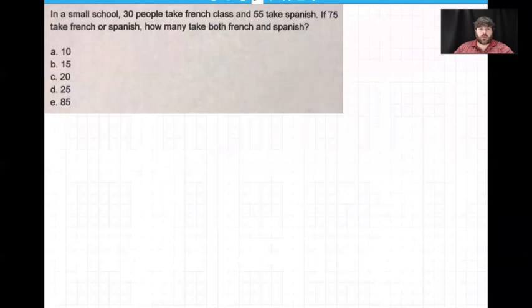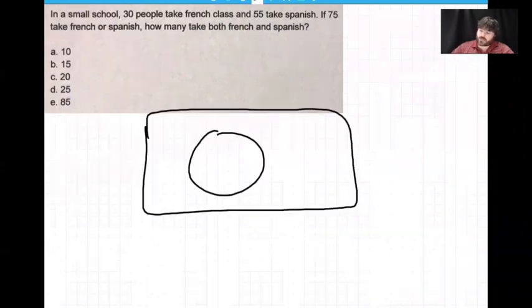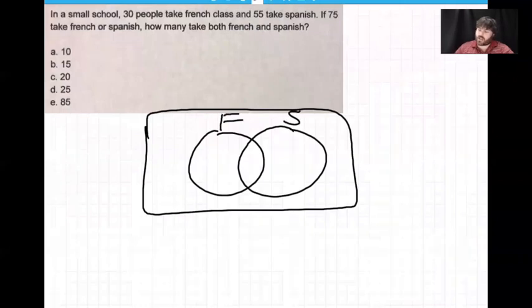Pretty easy. All right, in a small school, 30 people take French class and 55 take Spanish. If 75 take French or Spanish, how many take both French and Spanish? All right, so this problem, you got to have a Venn diagram. This is a very simple problem with a Venn diagram. You've got French, you've got Spanish, then we're starting in the middle. In a small school, 30 people take French, 55 Spanish. If 75 take French or Spanish, how many take both? So we actually don't know what that number is. So in this case, we can't really start in the middle.